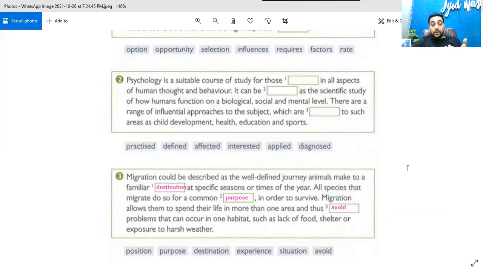First of all, position, purpose, destination, situation, they cannot sit with the word problems. Experience problems may be there, but and they're talking about avoiding the problem. Why? How do you get the clue? The experience problem or avoid problem? How do you get the clue? Because they need to survive. So definitely they need to survive. That means they have to avoid problems, not experience problems. Am I correct?